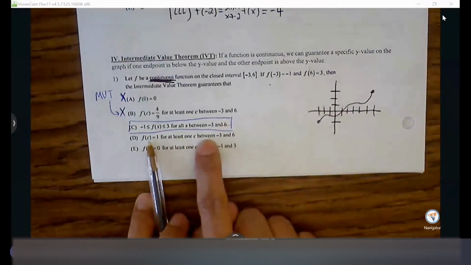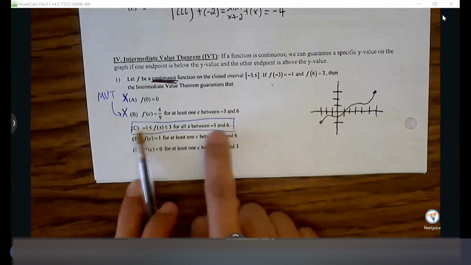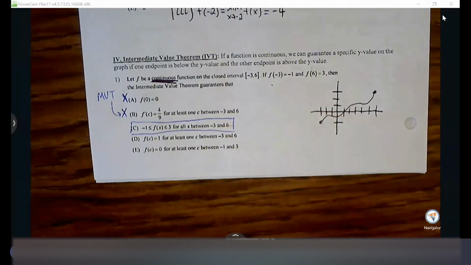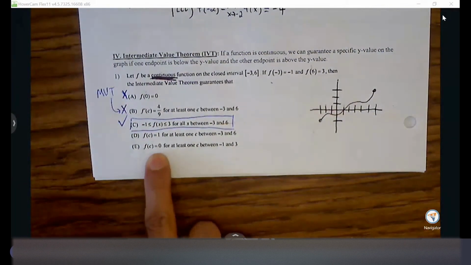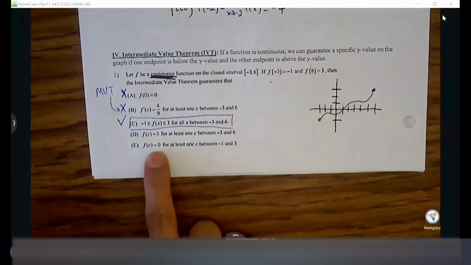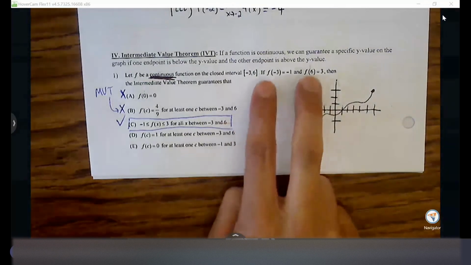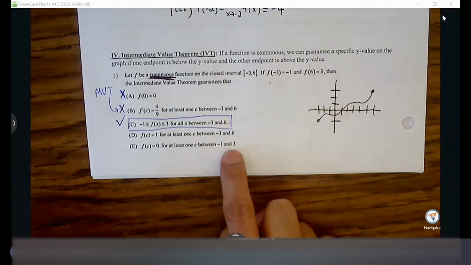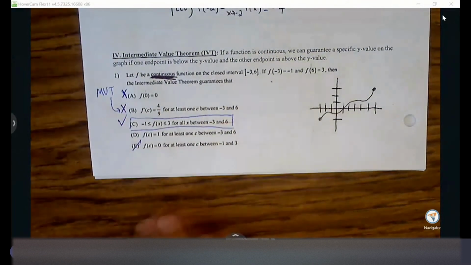I think D is a very specific case of IVT. We can guarantee a y value of 1, but I think C encompasses a broader situation of what we can guarantee. F of c equals 0. Okay, we can't guarantee 0 between -1 and 3 because we're looking at x values between -3 and 6. So D is partially correct, but I think C is a better answer.